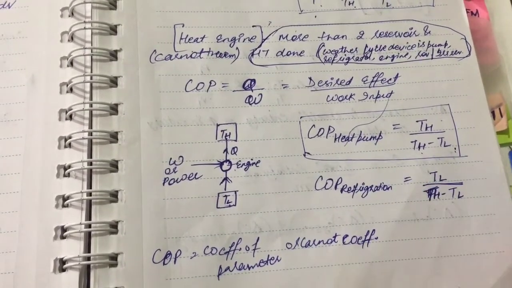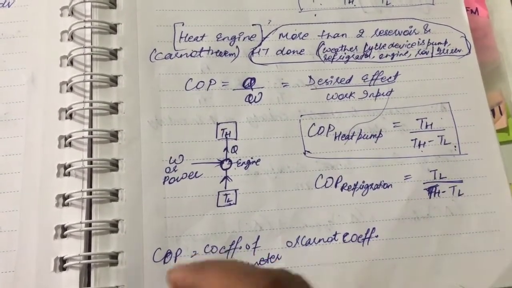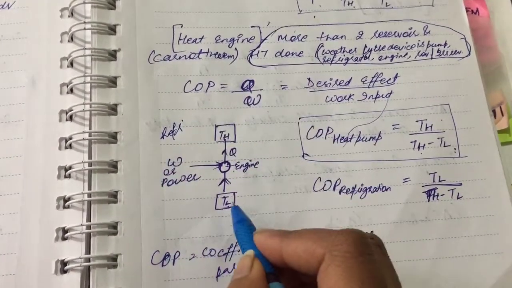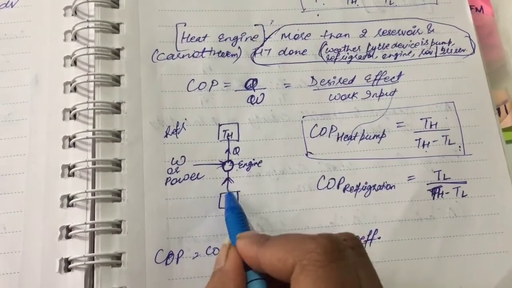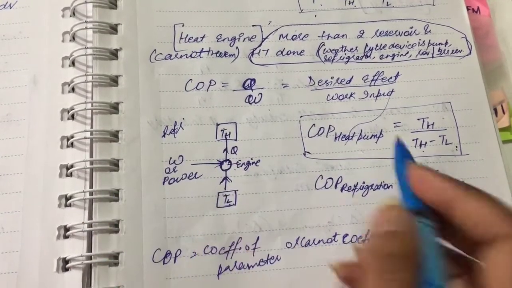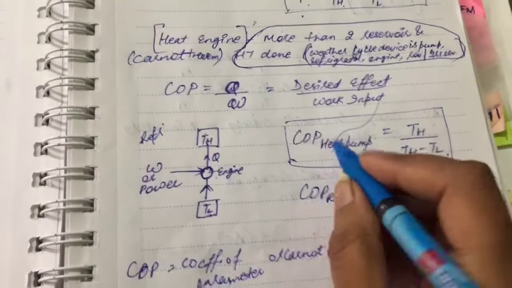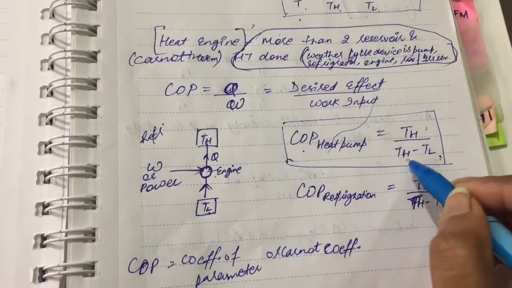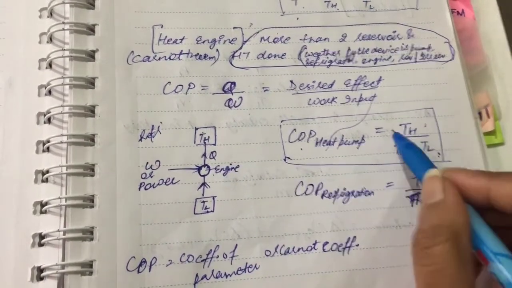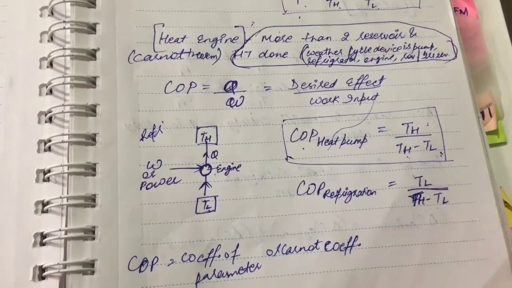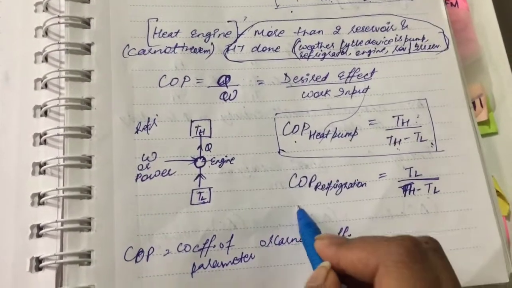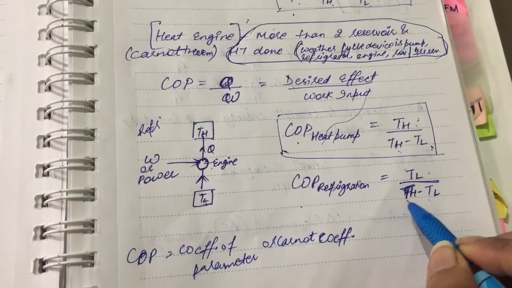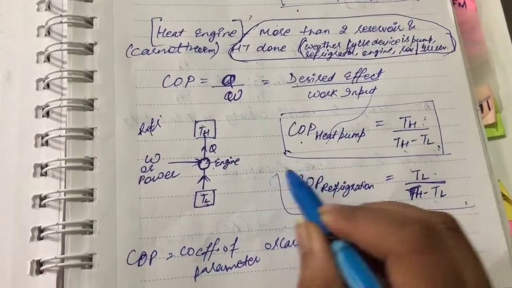So in case of heat pump, this diagram is for refrigeration, because we are transferring heat from low temperature to high temperature. Cooling process is taking place. So COP for heat pump would be TH by TH minus TL. Work input is TH minus TL, and the desired effect is high temperature, which is TH. And in case of refrigerator, desired effect is TL, and work input is TH minus TL.